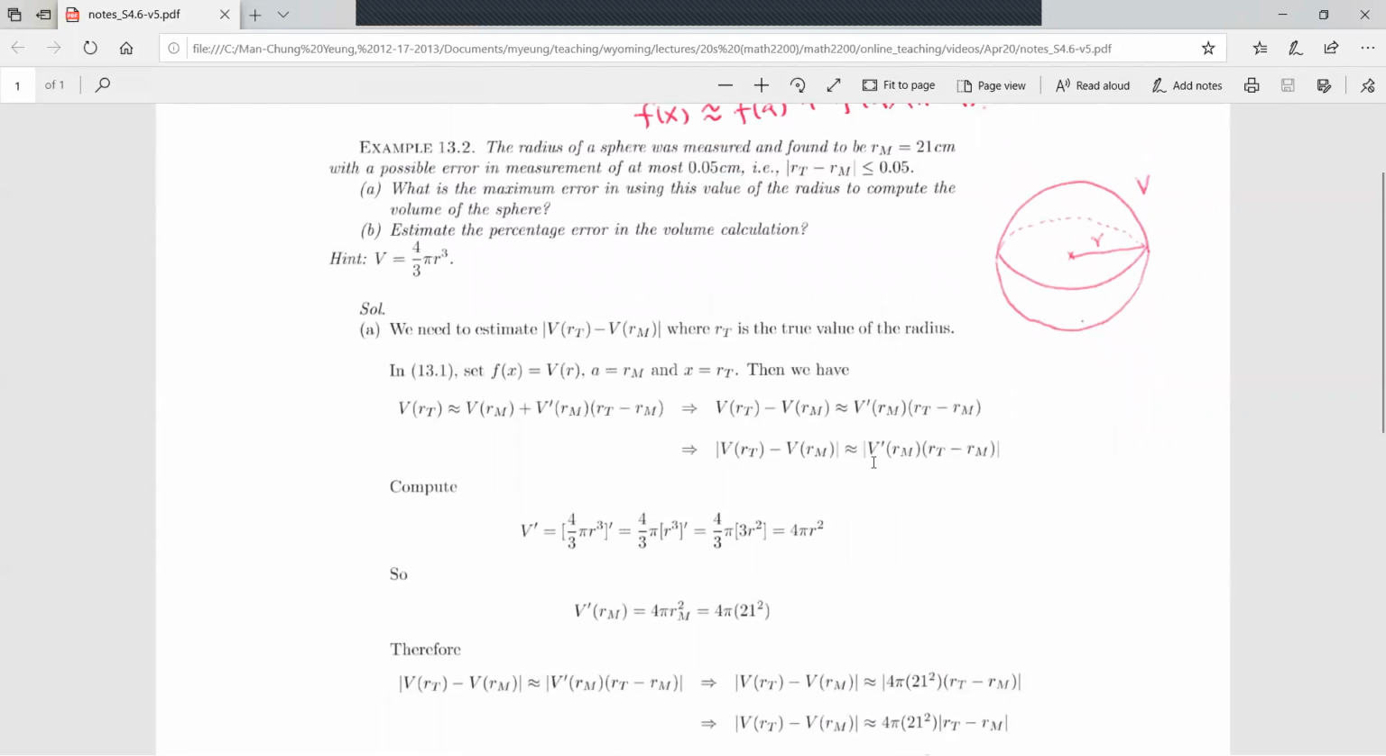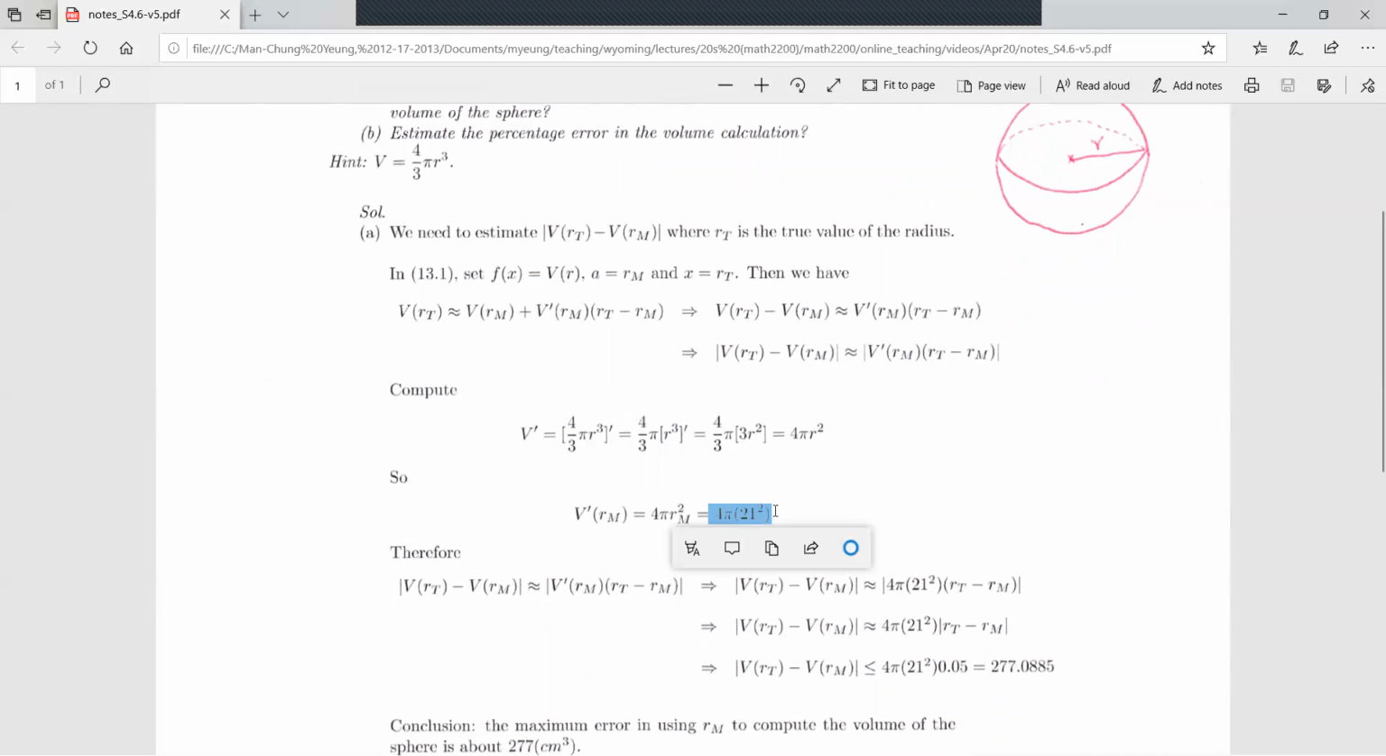Now I compute the derivative of V and evaluate the derivative at Rm. Take the derivative of V with respect to R, then we get the derivative of V is 4 pi R squared. Plug in Rm for R. Rm is 21, we get this number. Now, put this number in the derivative here. Then we get this approximation.